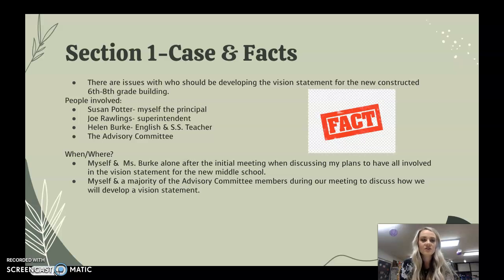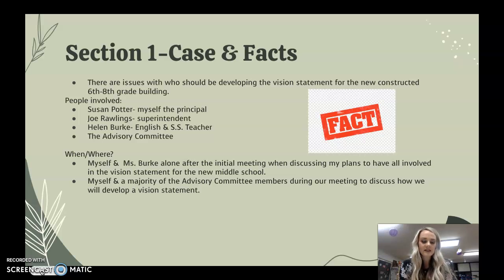So, Section 1, the case and facts. So there is an issue with who should be developing the mission and vision statement for the newly developed 6th grade through 8th grade building. The people that are involved are Susan Potter, which would be myself, the principal, Joe Rawlings, the superintendent, Helen Burke, our English and social studies teacher, and then the advisory committee.